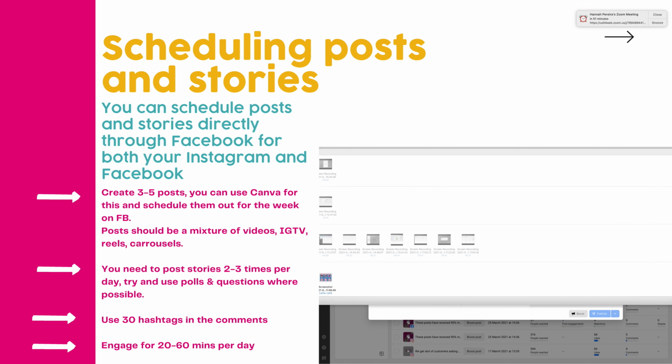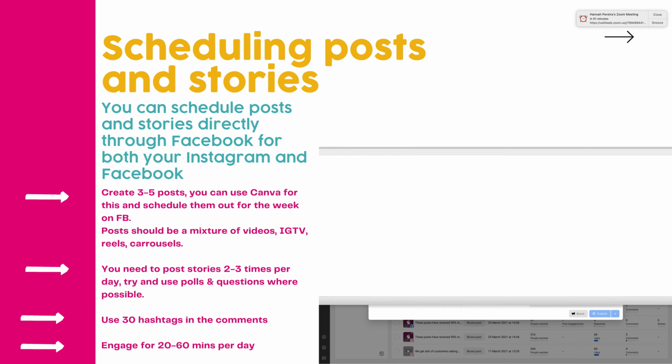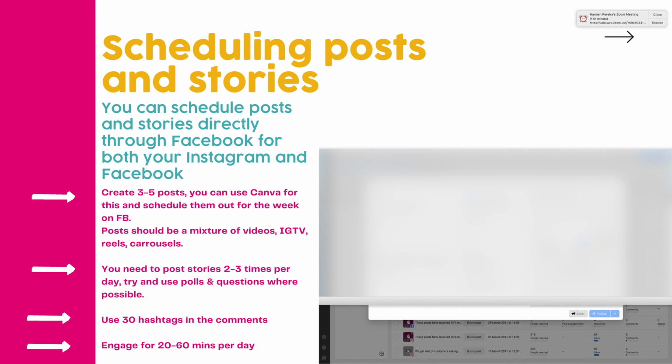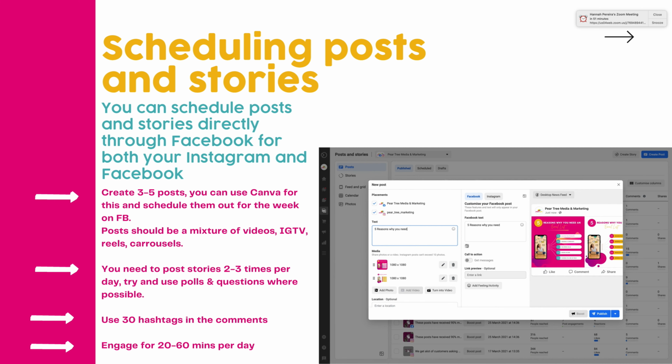A lot of people use scheduling tools. You can use those as well. They don't really allow you to schedule stories out, but there's plenty of different ones you can use, such as Hootsuite, Sprout Social, Publer, Later. There's literally millions of them. I think Sprout Social is probably the best one to use. Hootsuite is a bit more expensive and it does do everything, but again, more expensive.